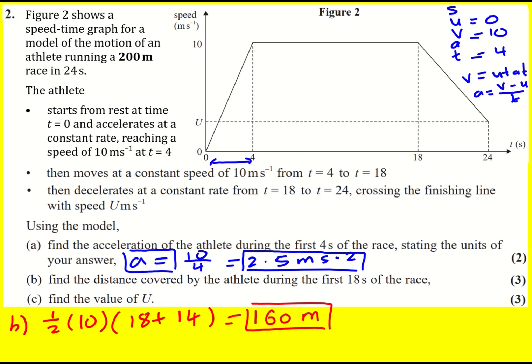Instead, if you did the triangle and the rectangle separately, then we do 4 times 10 divided by 2. That's going to be 20. And then 14 times 10 is 140, and then add them together. So look, both are effective.